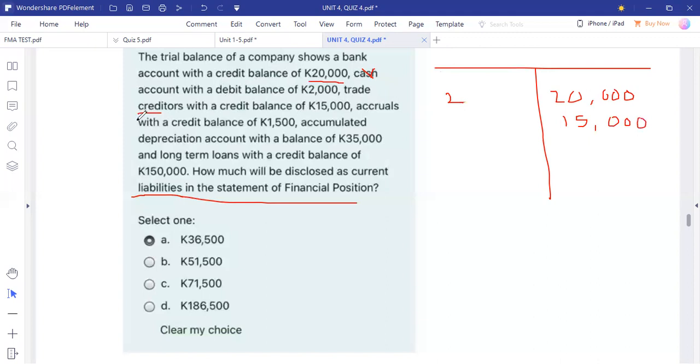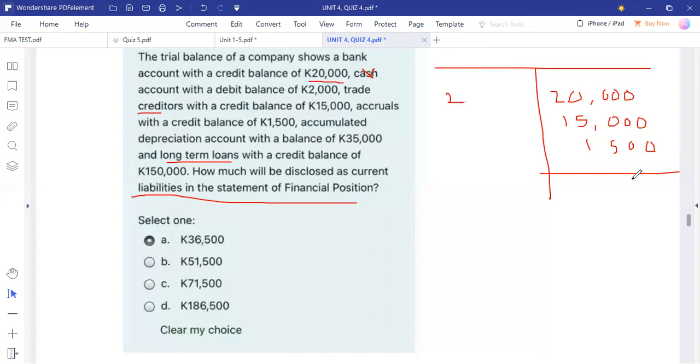Then accruals, 1,500. Add that 1,500. Then accumulated depreciation. This one is not a what? A liability, it just reduces the assets. Okay. Then the long-term loans. These ones can't be part of the current liabilities because they are long-term. Okay, so we'll just add these three.